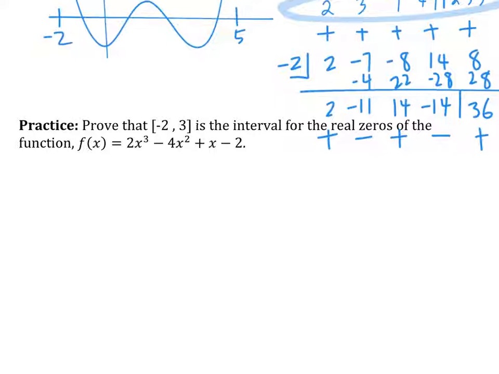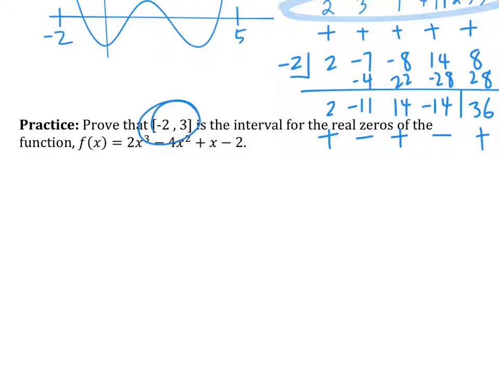All right, let's have you try one. Prove that negative 2 and 3 is the interval for the real zeros of the function. So you have to check negative 2, is that the lower bound? Check 3, is that the upper bound? Go ahead and do that. All right, what did you guys get? Is negative 2 and 3 the lower and upper bound? Yes. Lower and upper bound.